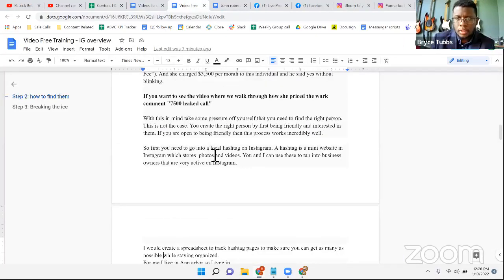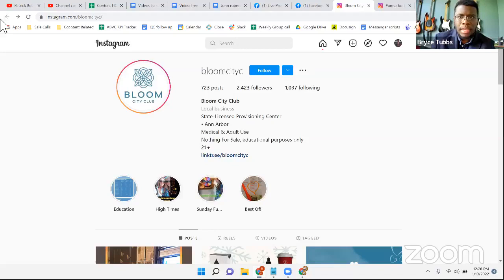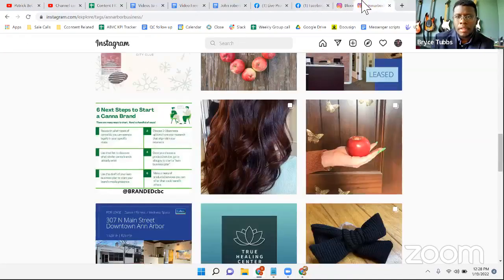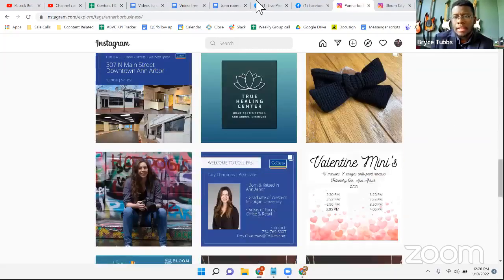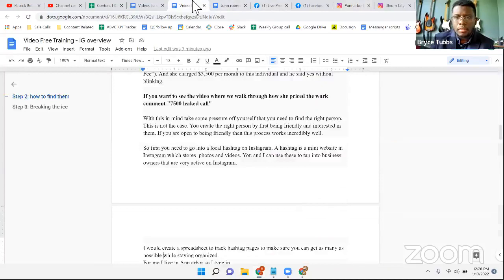The reason hashtags are so good is because a hashtag is basically a miniature website inside of Instagram. People are posting all their stuff, sharing it with the world and trying to get as much exposure as possible. This makes it easy for us to target the businesses we want based on our location. I generally like to go local first, and then spread out to the entire United States, because there's a lot of money in your local area and it's a lot easier to build trust with them.